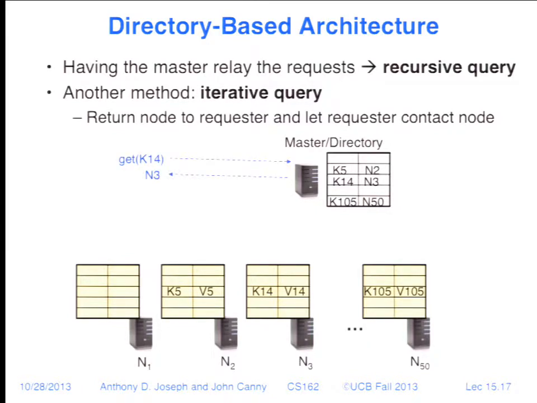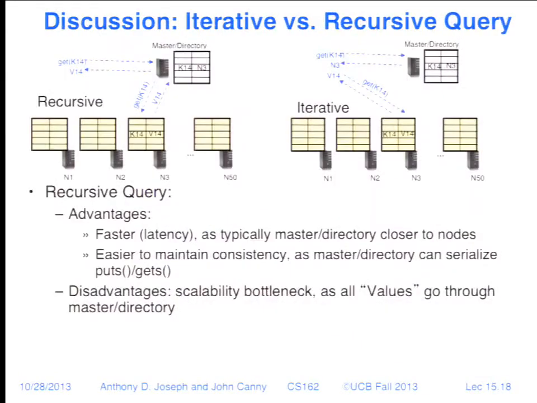Now the data is there, so if another node requests it, this node also receives the machine name, and it can go directly to that machine to retrieve the data. So it's a more scalable approach to updating and querying. And we can look at some of the trade-offs. Here are the two scenarios again.